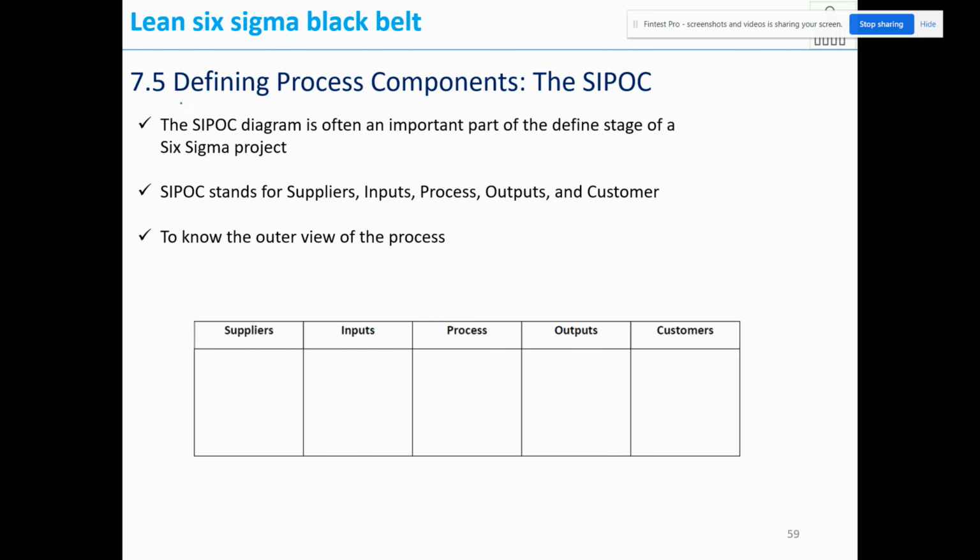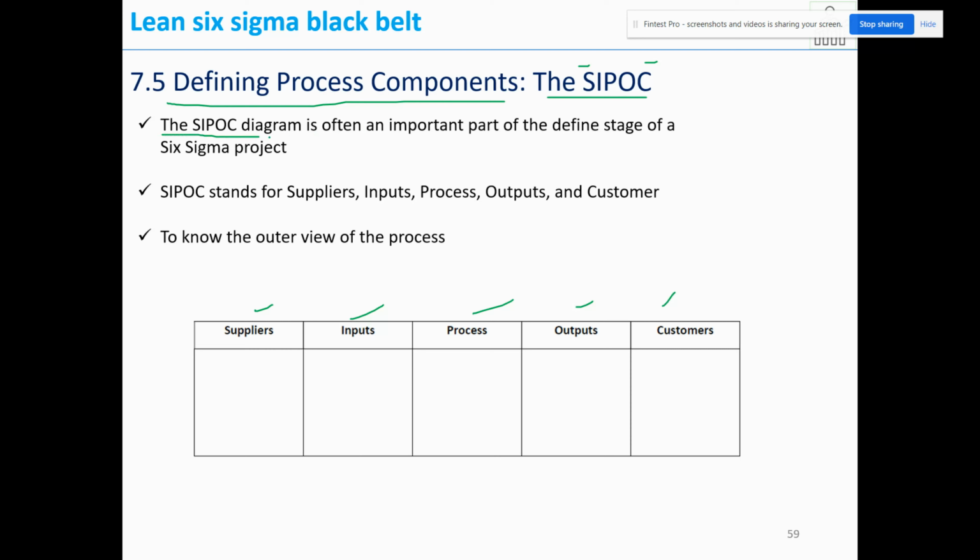Next, defining the process components, the SIPOC. What is SIPOC? The full form for SIPOC is supplier, inputs, process, outputs, and customers. This is nothing but a process component in detail from the Six Sigma methodology. Usually the process components will be input, process, and output, but they have added supplier and customer for the input and process and output. Let us see in detail.